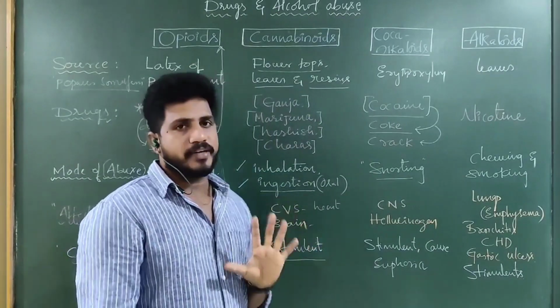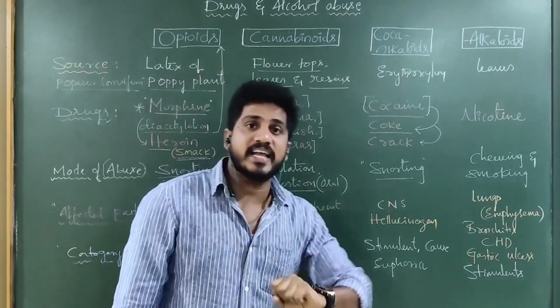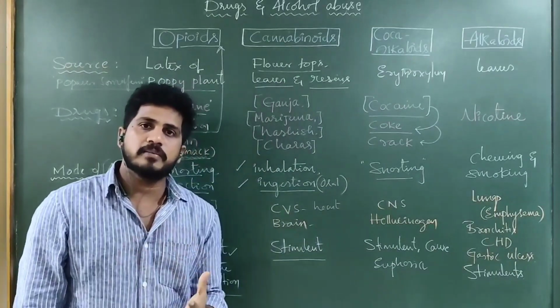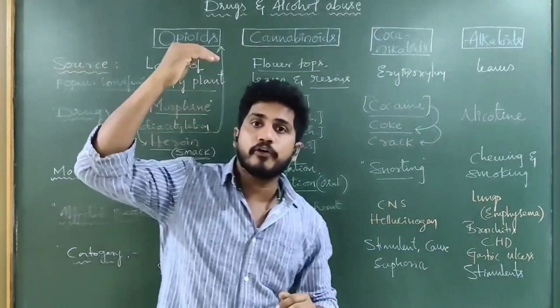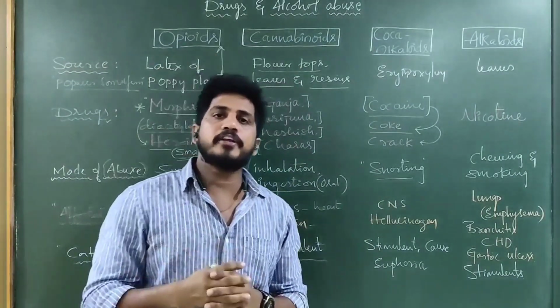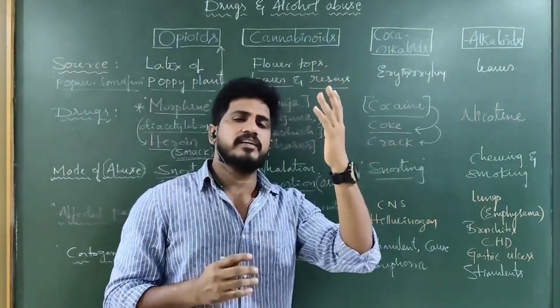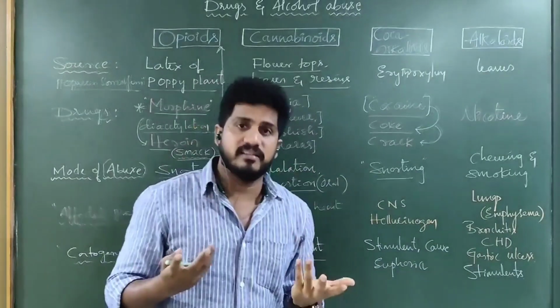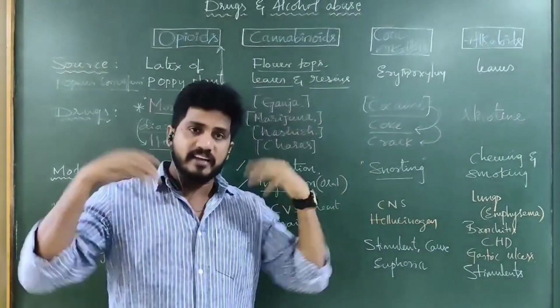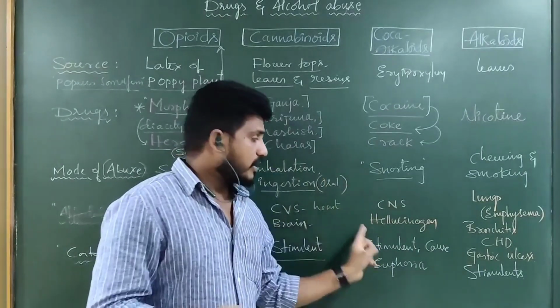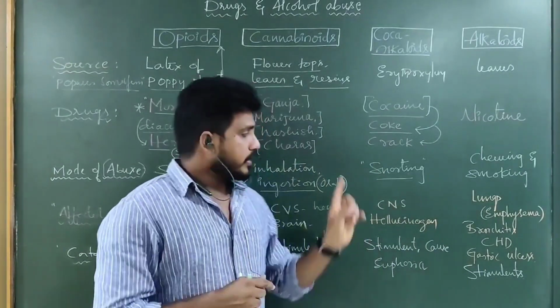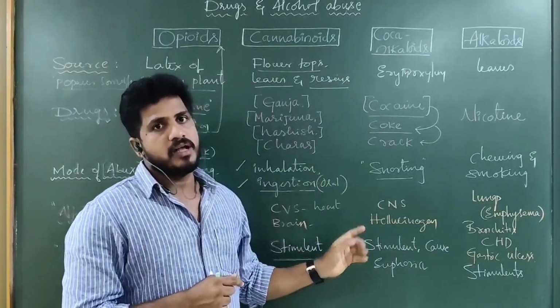Central nervous system is affected, and these drugs act as a hallucinogen. Hallucinogen means what? By consuming this drug, the person goes into euphoria. What is euphoria? Extreme happiness. He feels like he is in heaven. So he will imagine everything, even whether it's present or not. It is called hallucination. So it acts as a hallucinogen.